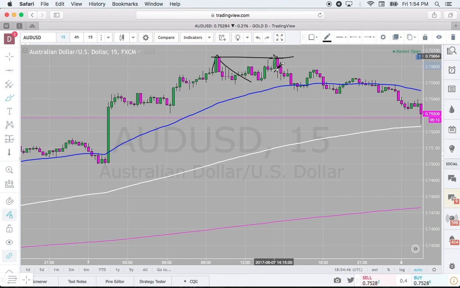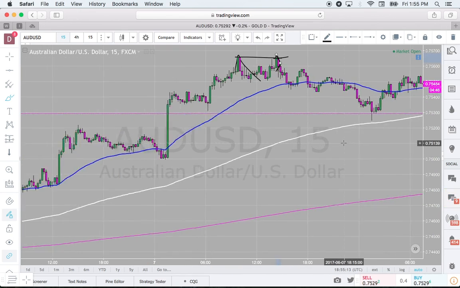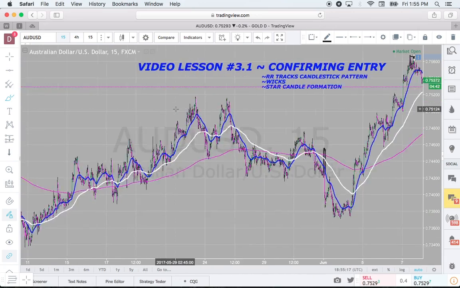When that railroad track formation is completed is the safest time to sell. But if you want to get a better risk-reward ratio, you could also sell at the very top, at the high, when the second leg hits this high here. So that is the railroad track candlestick pattern.